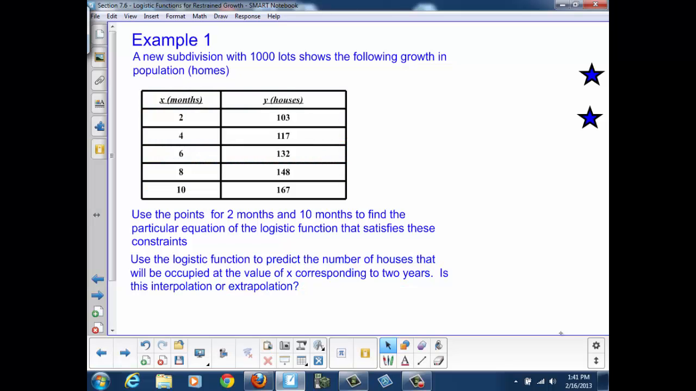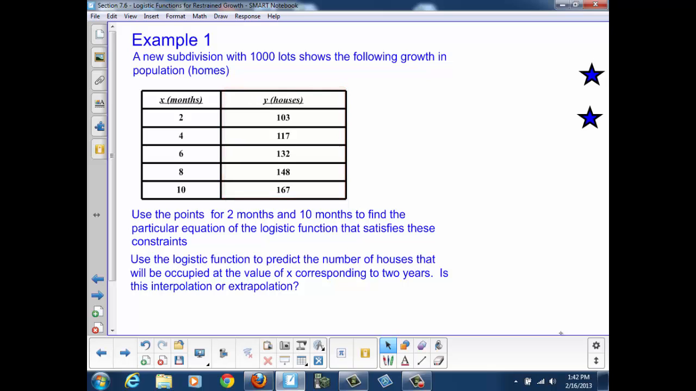Here's a good example of how logistic growth might appear in the real world, where we start out with slow growth, it increases very quickly, and then levels off again. A new subdivision with 1,000 lots shows the following growth in population. Here we have our months for the time period and the number of houses sold or built on this lot.